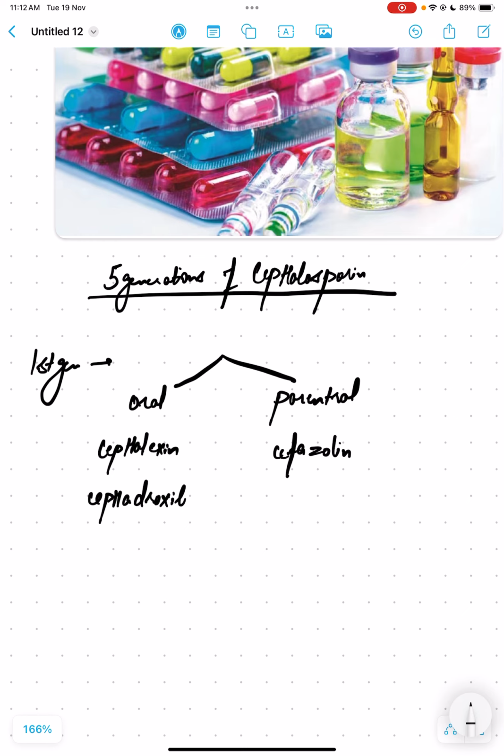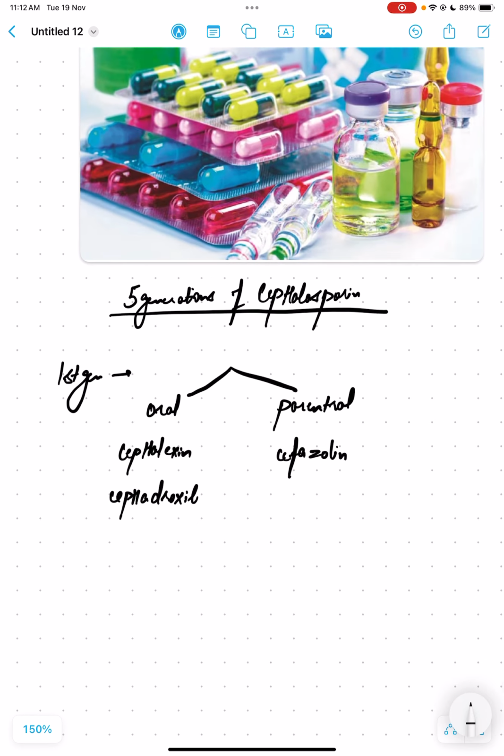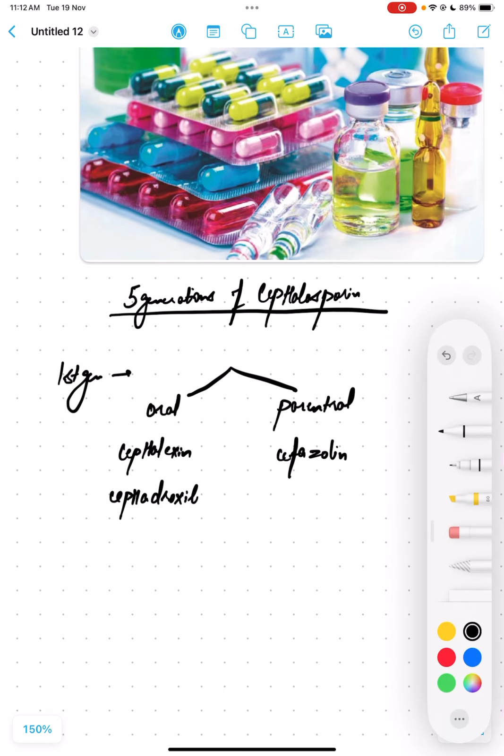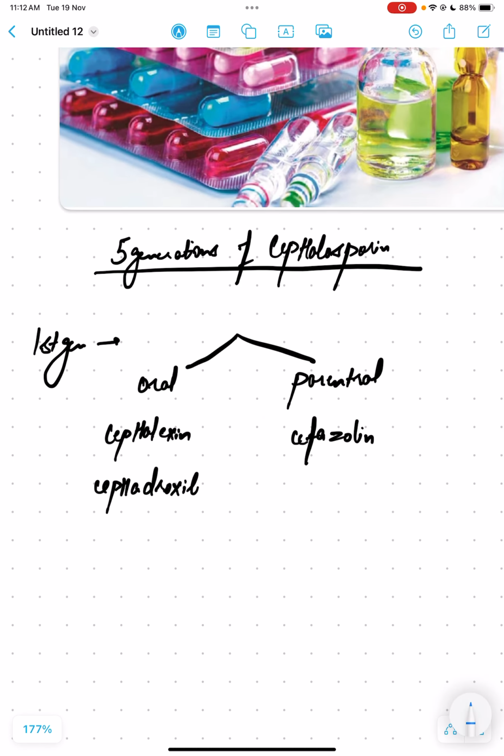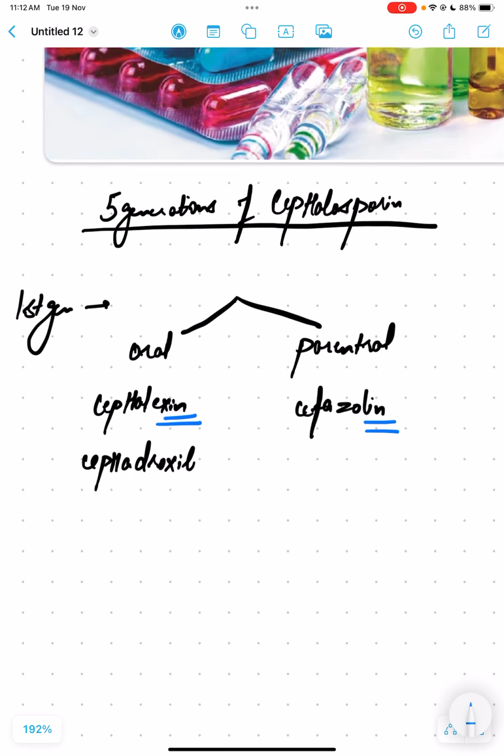I think it will be difficult for all of us, even me, to remember this. So I will make it a little bit easy for you, how you can remember it. In the first generation, you have to remember that in the oral, the word "in" is seen, and in the case of the parenteral drug, the word "in" is also seen. In the second generation, the oral is somewhat different, but you can remember it.